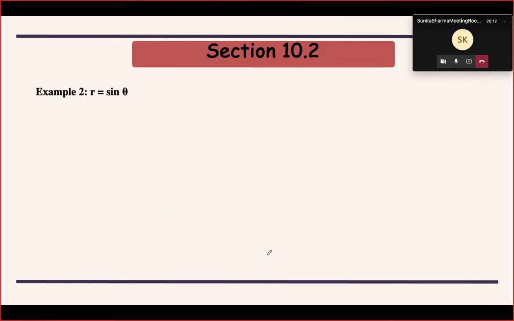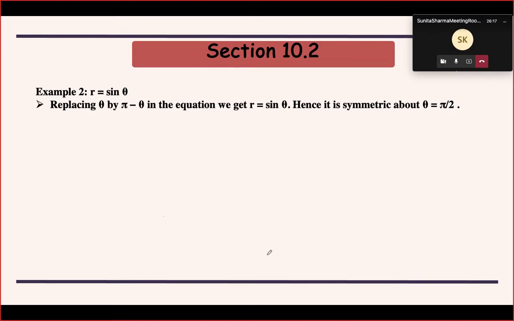Okay, this is another example. r equals sine theta. For this again we have a similar symmetry check first. Here you would see that when you replace theta by minus theta, it is going to give you a different graph. So there is no symmetry about the polar axis. But the second symmetry we can check here, that if you replace theta by pi minus theta, you are going to get the same equation. So in place of theta, if you replace pi minus theta, then you will get again r equals sine theta, and therefore this says that there is symmetry about theta equals pi by 2, which is your vertical axis.